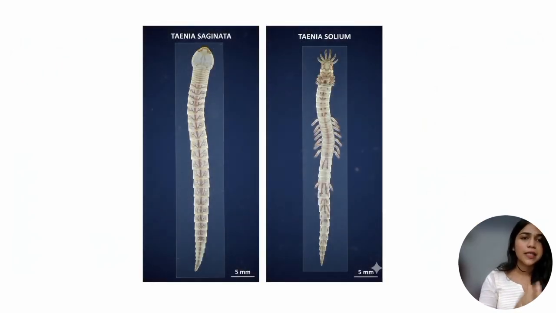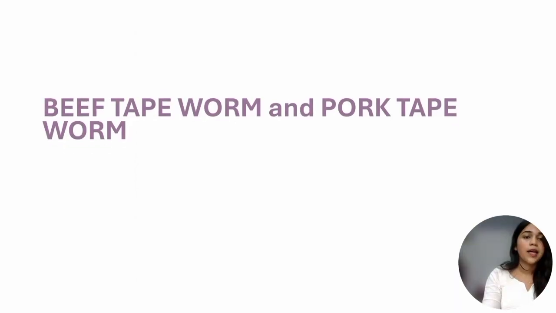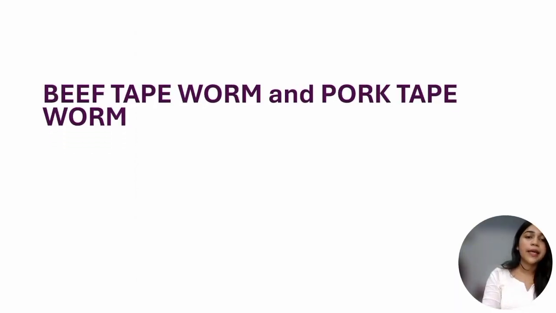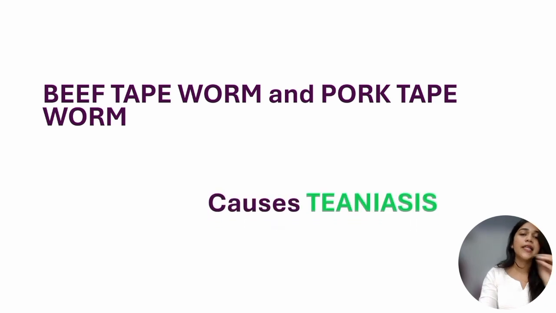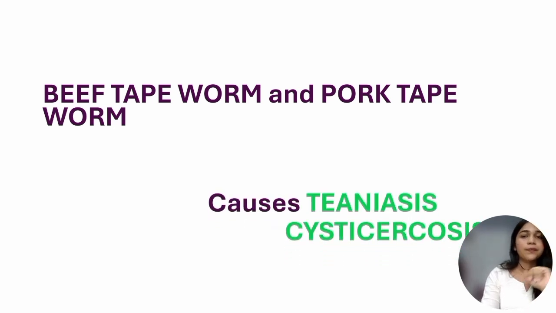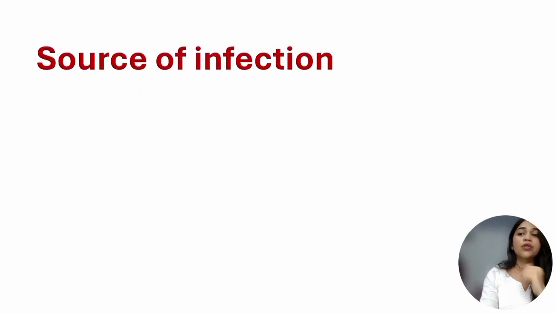As you can see in this picture, we can see the Taenia saginata worm and its cousin, the Taenia solium worm. The adult form is around 5 meters in length and resides inside our intestine. They are known as the beef tapeworm and the pork tapeworm. Taenia saginata is the beef tapeworm and Taenia solium is the pork tapeworm, and they cause infections like teniasis and cysticercosis.